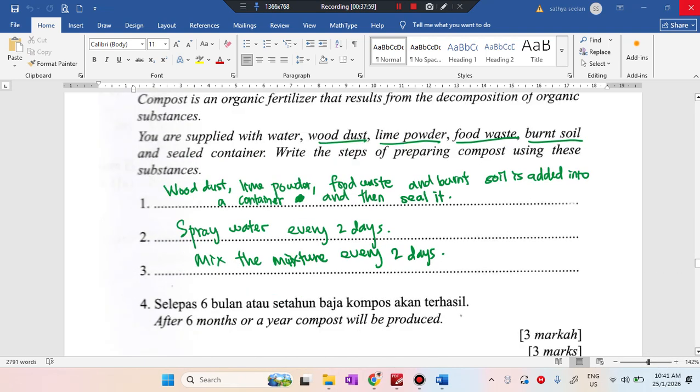And then after 6 months, you need to wait after 6 months or a year, the compost will be produced.